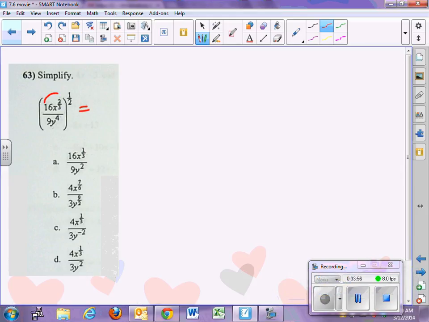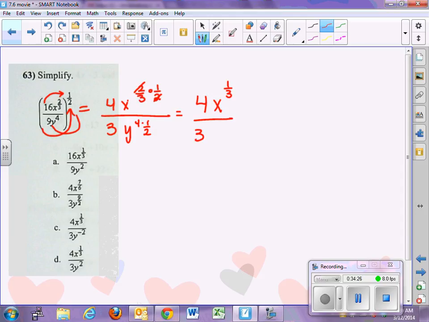Well, right away I know what 16 to the 1/2 power is. It's just 4, because it's the square root of 16. Then this is x to the 2/3 times 1/2 power, because when you raise a power to a power, you multiply. 9 to the 1/2 is 3, and y to the 4th to the 1/2. So I'm going to multiply those exponents. So I get 4, my 2's cancel, so I get x to the 1/3 over 3y, these cancel, I get 1 and 2, y to the 2nd power. So the answer would be D.